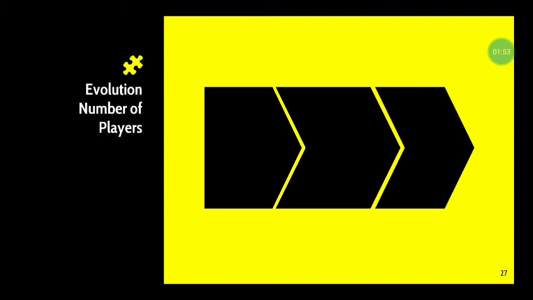So we have the evolution of the number of players in volleyball. First, we have 5 players, then 9 players. Eventually, they came up to 6 players.